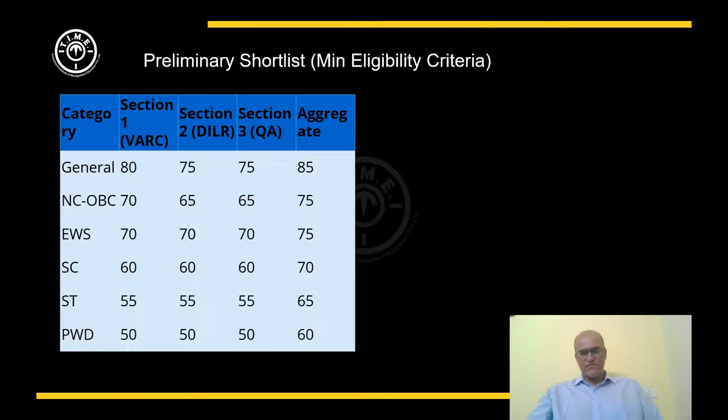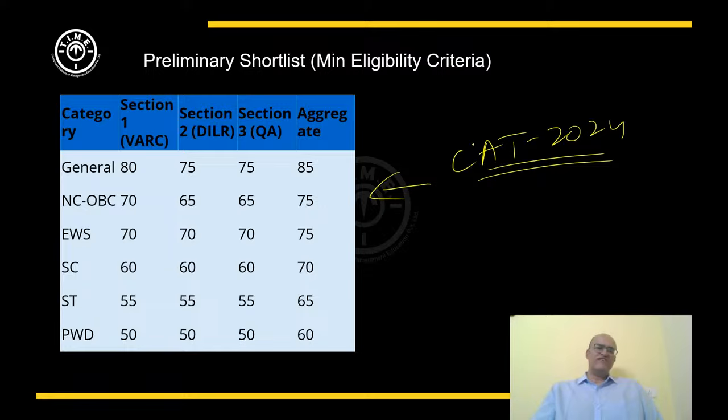Now, these percentiles that you see on the screen right now, these values that you are able to see right now, these are last year's values. These are not this year's values. These are last year values, because these percentiles are decided by IIM Bangalore after the CAT exam gets over. So they have not yet decided what will be the minimum required percentiles for this year. They are going to decide it later on. But I'm sharing with you last year's numbers. So these were the minimum required percentiles last year when IIM Bangalore carried out the shortlisting process.